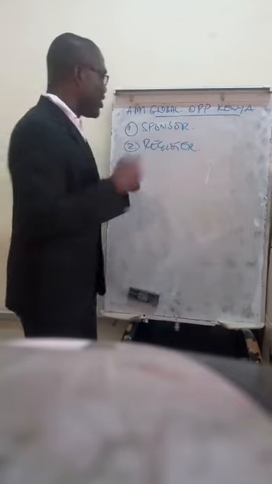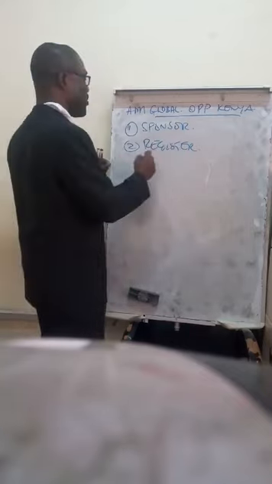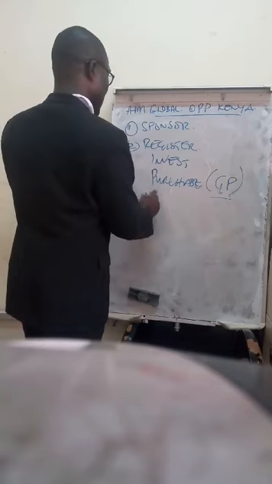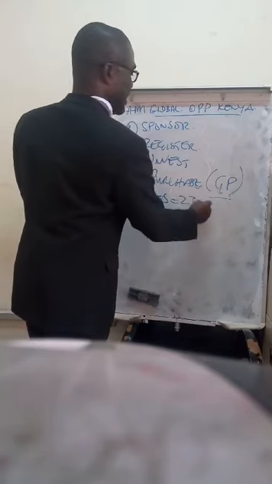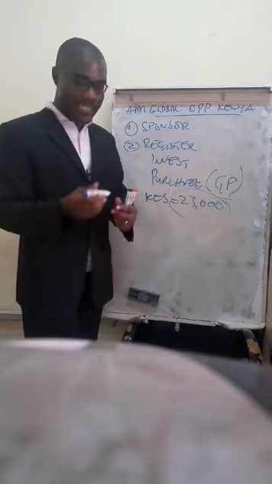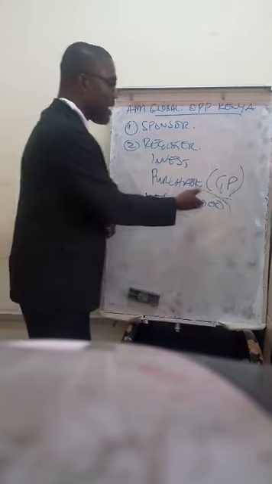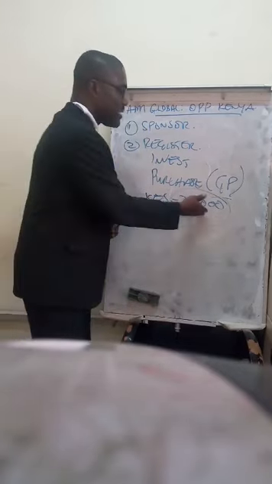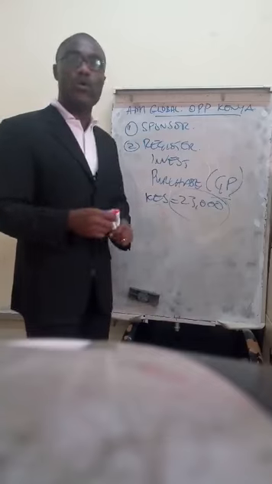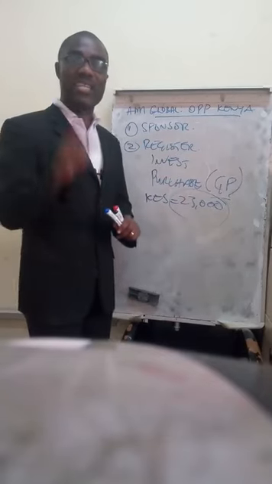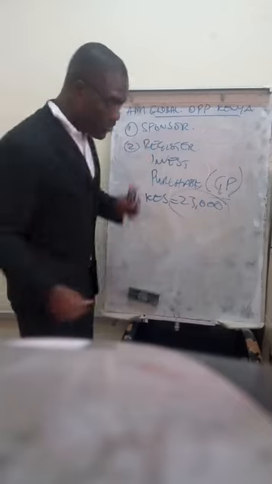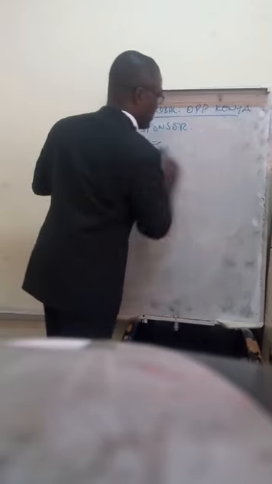If you want to register, you have to invest. And to invest, you must purchase our global package. The cost of the global package in Kenya is 23,000 Kenyan shillings. If you make this 23,000 Kenyan shillings investment by purchasing the global package, there are several benefits that you will get, and I'm going to show you some of the benefits.